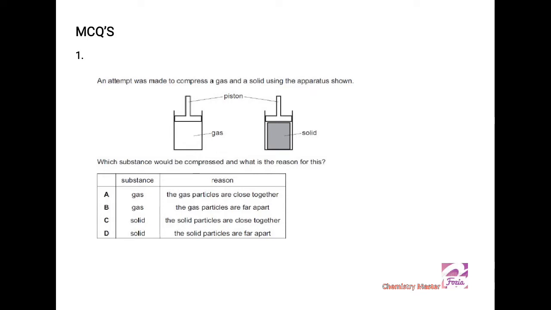The very first MCQ is: an attempt was made to compress a gas and a solid using the apparatus shown. Two substances are given in this statement, in solid and gaseous physical states. The question is, which substance would be compressed and what is the reason for it? Solid is the state of matter in which particles are very tightly and closely packed together, having no space among them. So it is hardly possible to compress a solid. The remaining thought is about the gaseous state. So options C and D are omitted.